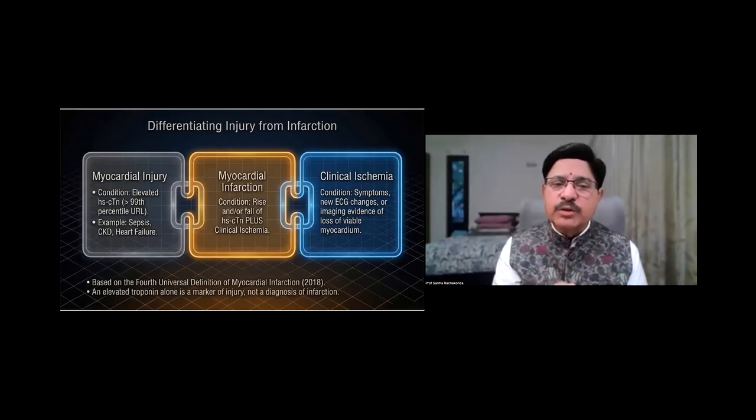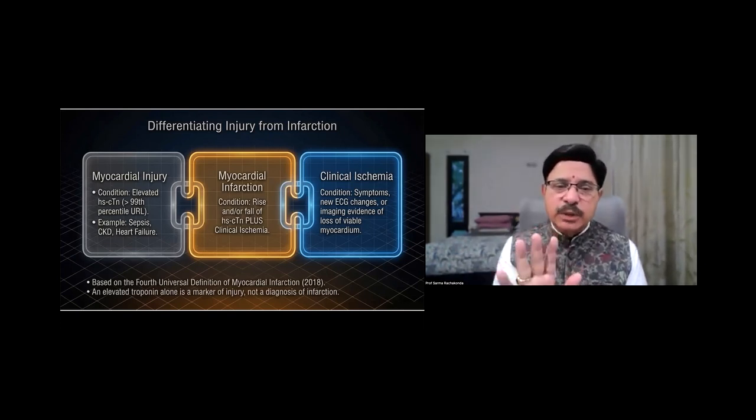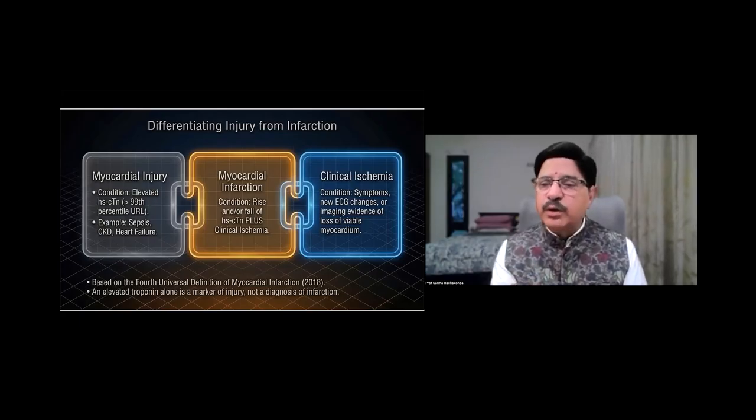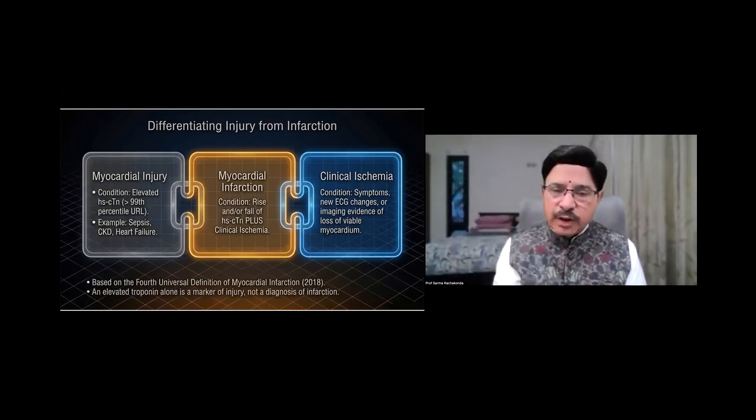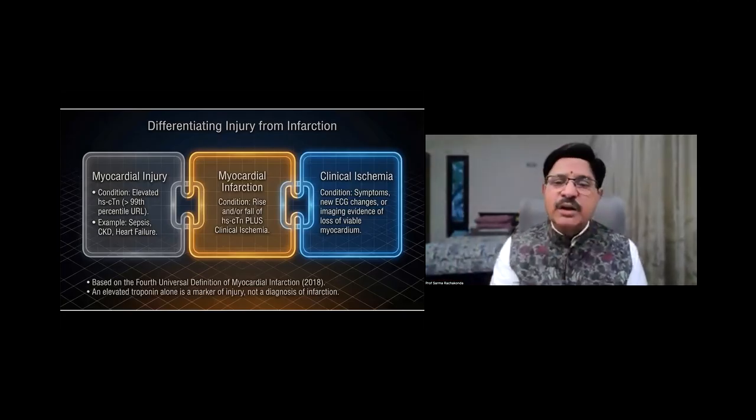Based on the Fourth Universal Definition of Myocardial Infarction in 2018, there are these three classes: myocardial injury, and myocardial infarction, supported by clinical ischemia. Elevated troponin alone is a marker of injury, not a diagnosis of infarction. If the ECG is normal, serial ECGs are normal, you admitted him, and there is a delta troponin that is not increasing but there is some elevation, that means there is myocardial injury due to some other cause, not due to acute coronary syndrome.